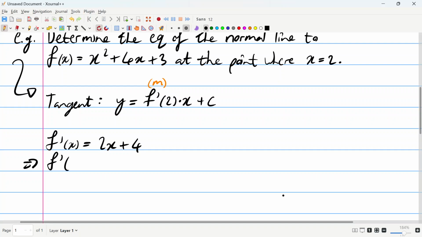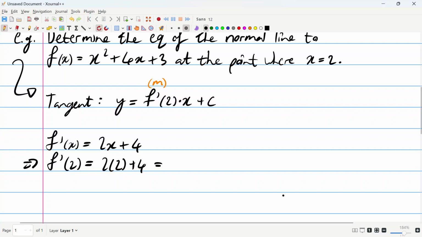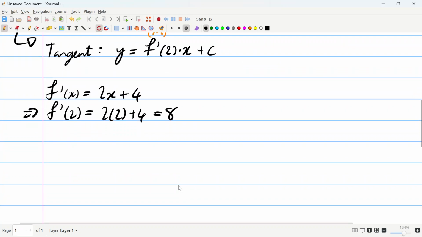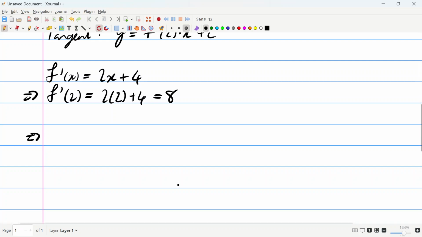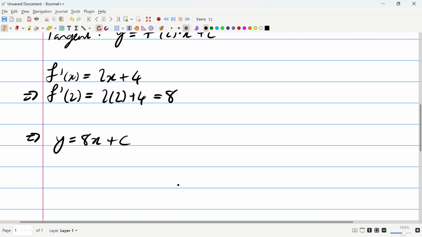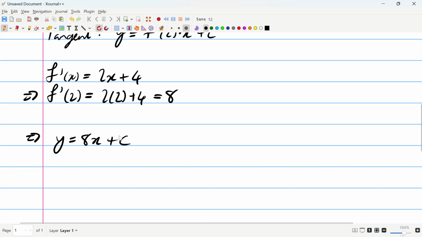Now we need f prime of 2, which is just going to be, wherever we see x, we replace it with 2. So it's 2 times 2 plus 4, which should give us 8. Okay. So meaning our equation right now is going to be y is equal to 8x plus c. And in order to find our intercept, we obviously need to substitute our points in.